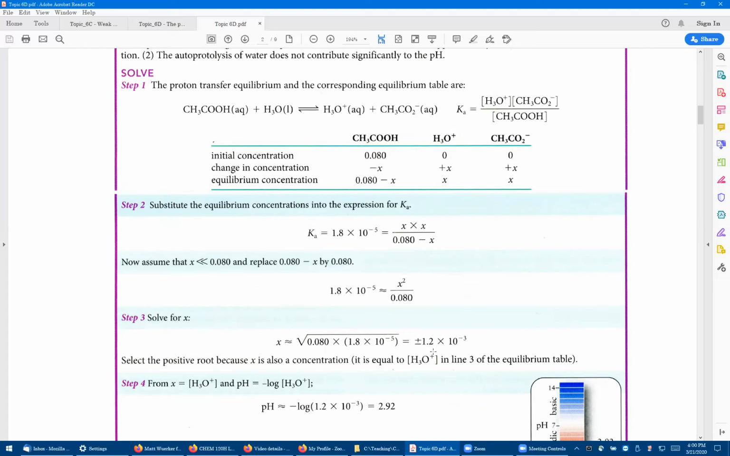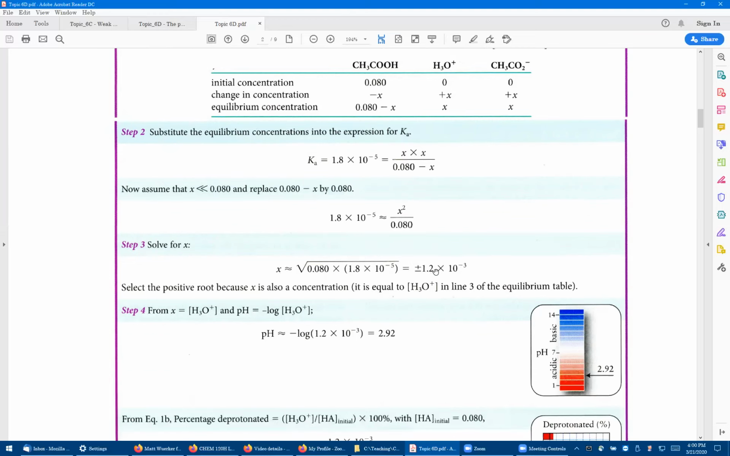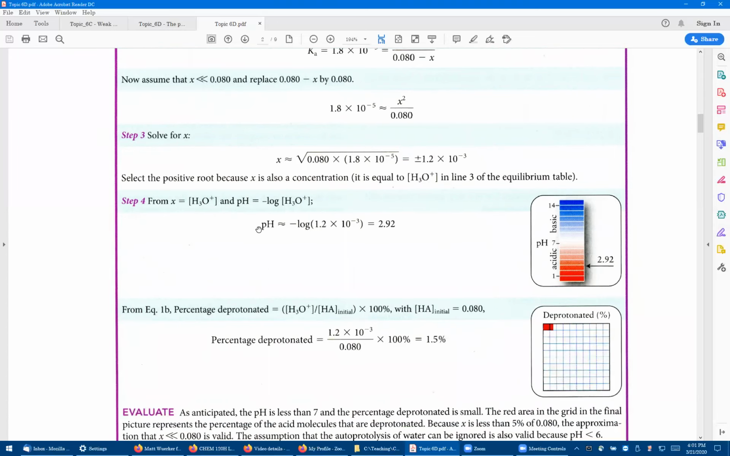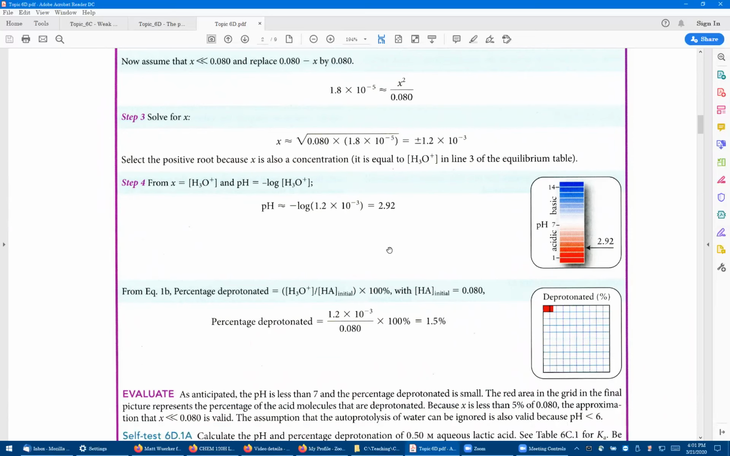The negative root has no physical meaning, so we'll just look at the positive root, 1.2 times 10 to the minus 3. So now we know the value of X, of course, is the value of the hydronium ion concentration at equilibrium. So the pH is simply minus the log of that. So here it is. The pH then is minus the log of 1.2 times 10 to the minus 3, which is 2.92. That's a little graphic over here where they show the scale. And as we expected, the pH is less than 7 because it's an acidic solution.